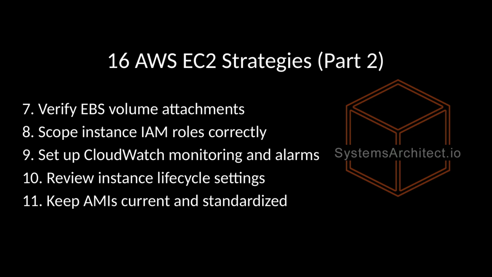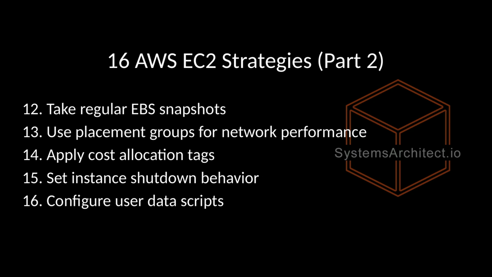8. Scope instance IAM roles correctly. 9. Set up CloudWatch monitoring and alarms. 10. Review instance lifecycle settings. 11. Keep AMIs current and standardized. 12. Take regular EBS snapshots. 13. Use placement groups for network performance. 14. Apply cost allocation tags. 15. Set instance shutdown behavior. 16. Configure user data scripts.